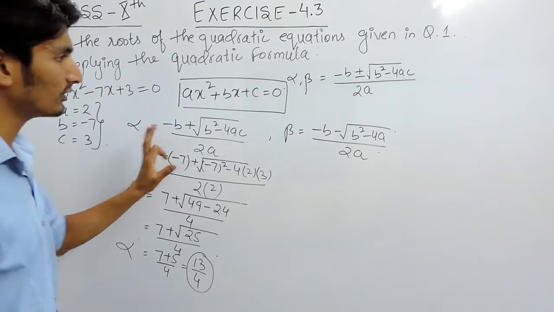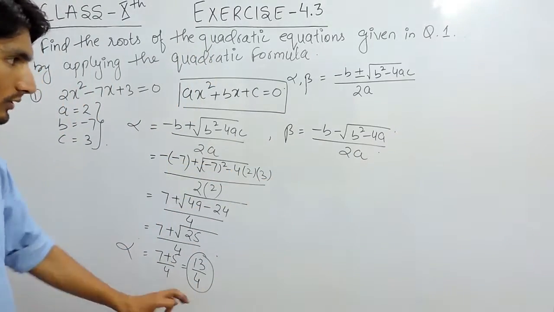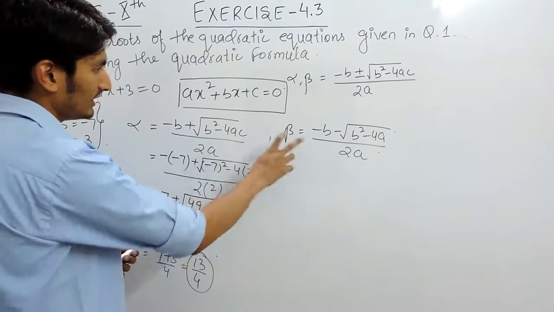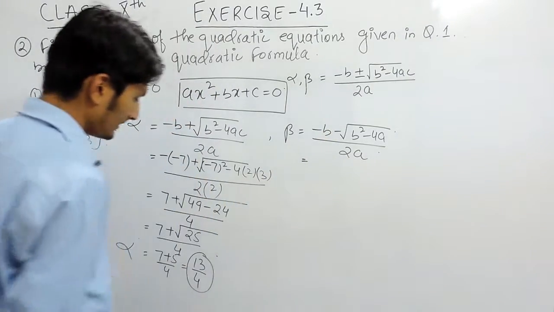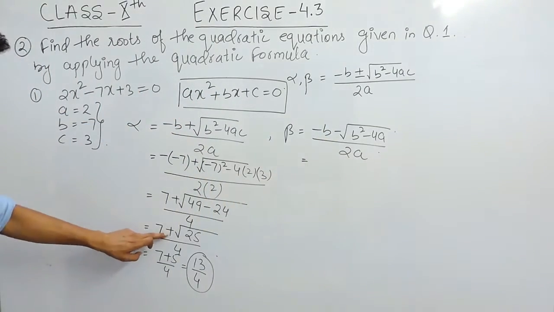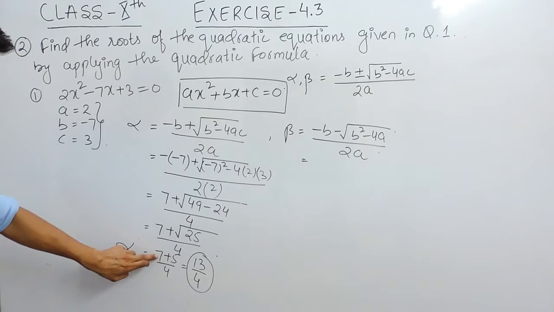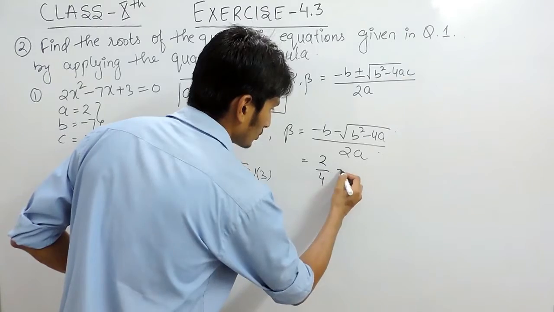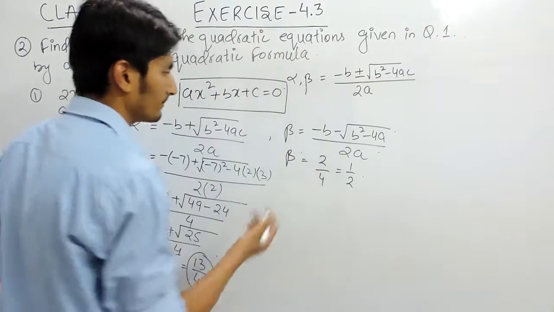Similarly, you have to substitute the values of a, b, c in this equation and you will be able to find the root. Obviously the only difference between these two is the sign of this, so the other values will remain as they are, meaning we can solve from here. In place of this plus we have minus, so 7 minus 5 is basically 2 upon 4. The value must be 1 upon 2. So this is our second root.